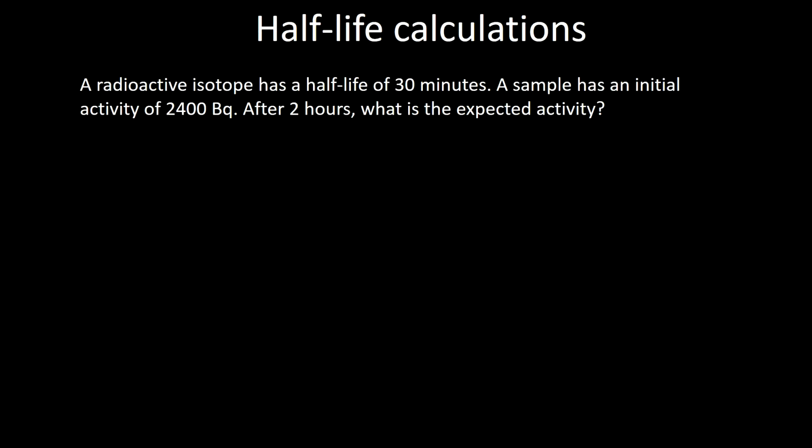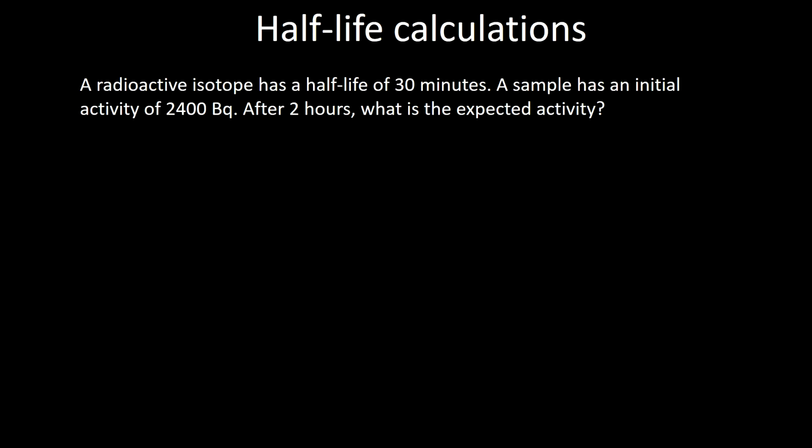Okay, so what about the calculations you might need to be able to do? Well, there's kind of two types. There's one in which you're asked to find an expected amount of activity given the half-life. So let's see how to do that one. A radioactive isotope has a half-life of 30 minutes. A sample has an initial activity of 2,400 becquerel, or 2,400 counts per second. After 2 hours, what's the expected activity?